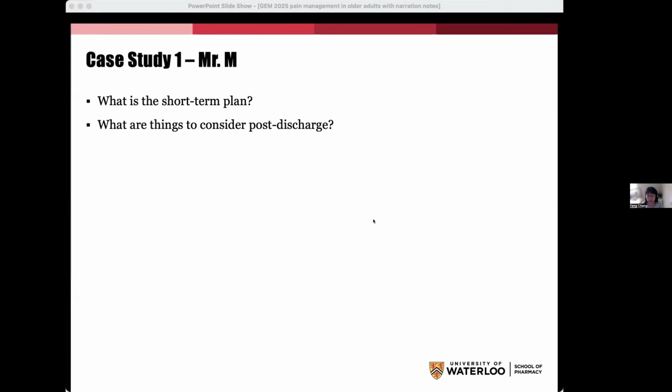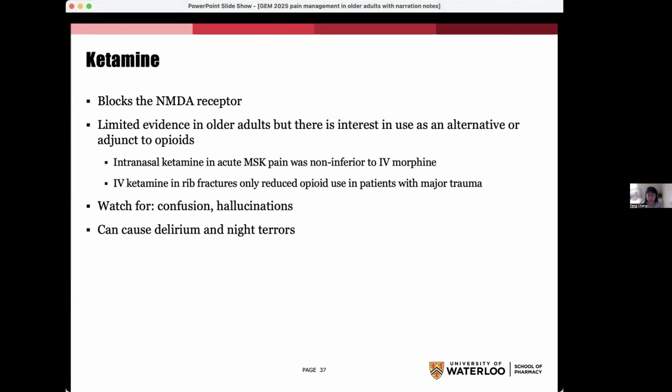Really quickly, two other things I want to mention. Ketamine. This is something you have probably seen in different news reports. It's an older anesthetic that's gaining popularity because they use it in low doses for difficult to treat depression. They have started to use intranasal ketamine in older adults with acute pain now, acute MSK related pain. And they showed that it was non-inferior compared to intravenous morphine. The adverse effects were quite mild, and they didn't have to use a lot of rescue medications for breakthrough pain.